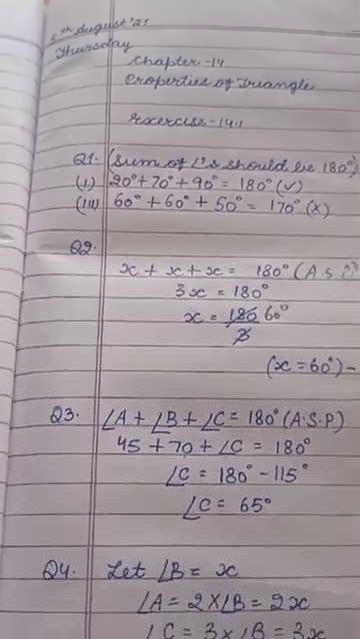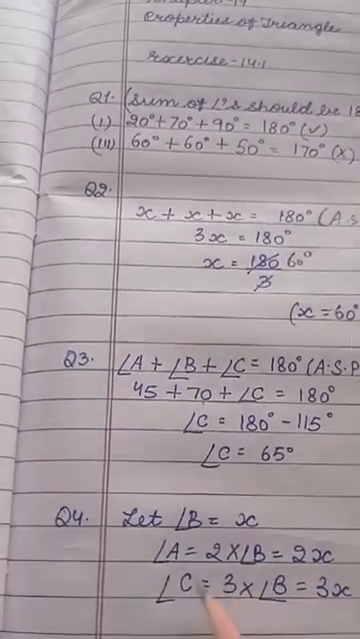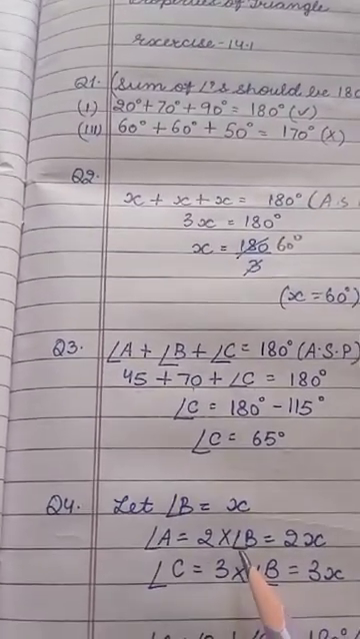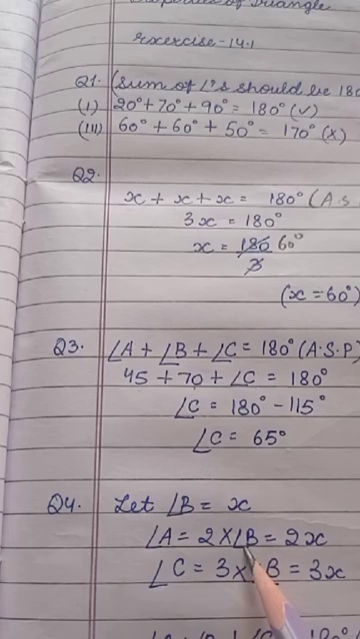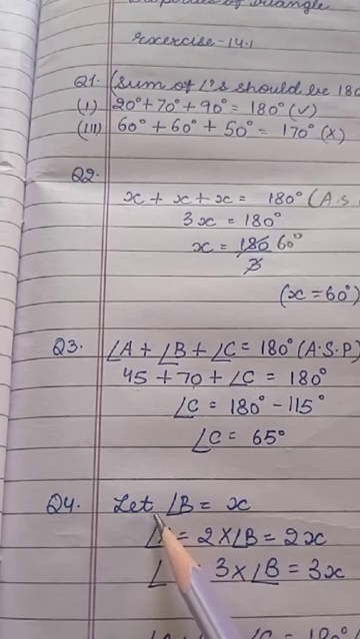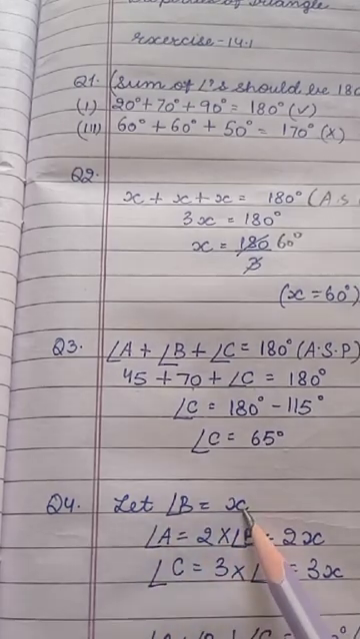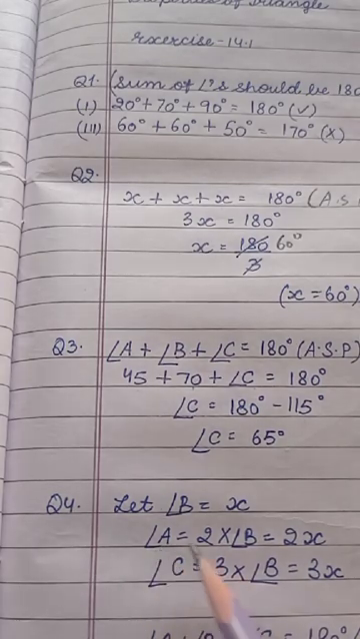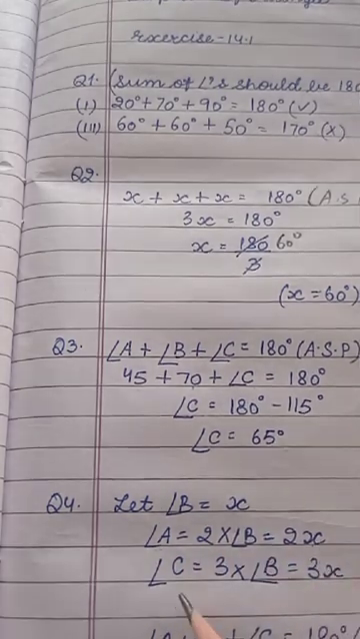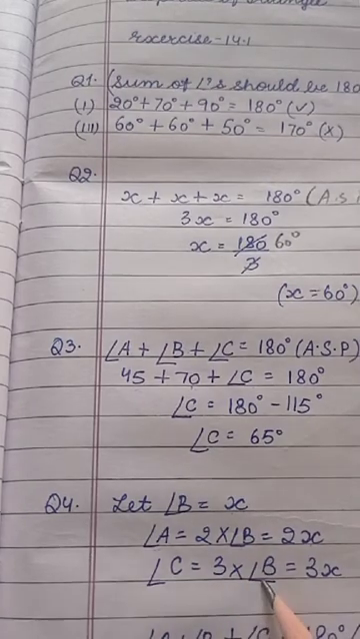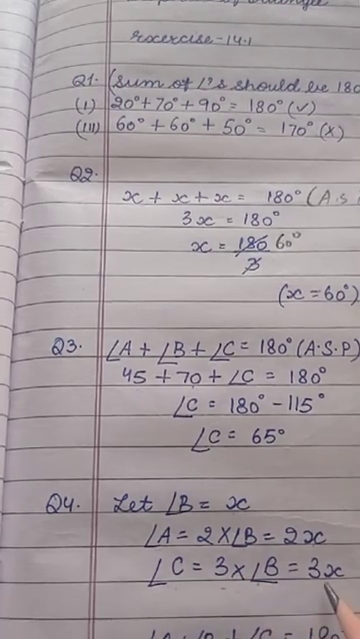Question number 4. In a triangle, angle A is twice of B. Meaning A depends upon B. So first of all what we'll do? Let B be equal to angle x. Condition is given, A is equal to double of B. Double of B means 2 times x, 2x. C is 3 times B. This is also given. So C will be 3x.